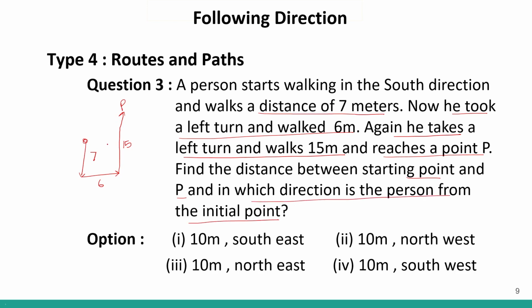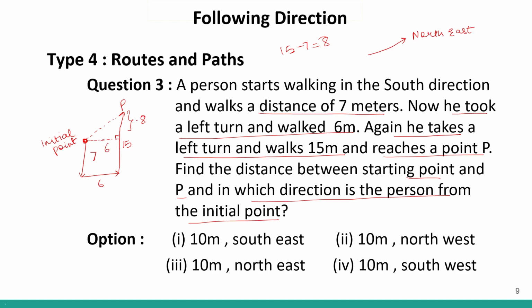This was the initial point, right? From this point, the person is in this direction, and this direction is the northeast direction. Now let us check for the distance. We will use the Pythagoras theorem. So let me draw a right angle triangle. If this is 7 and this is 15, this distance will be equal to 8. So this will be 8, and this we already know is 6.